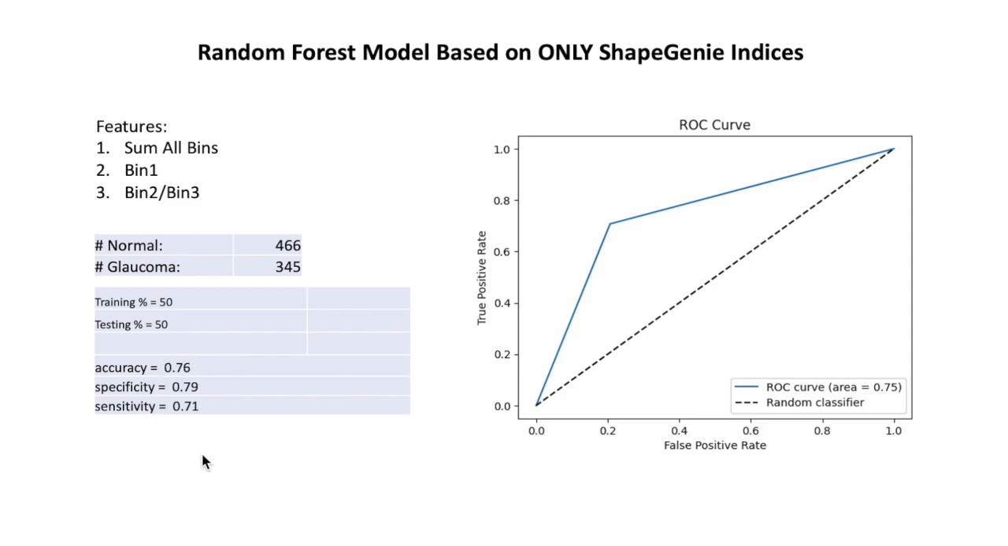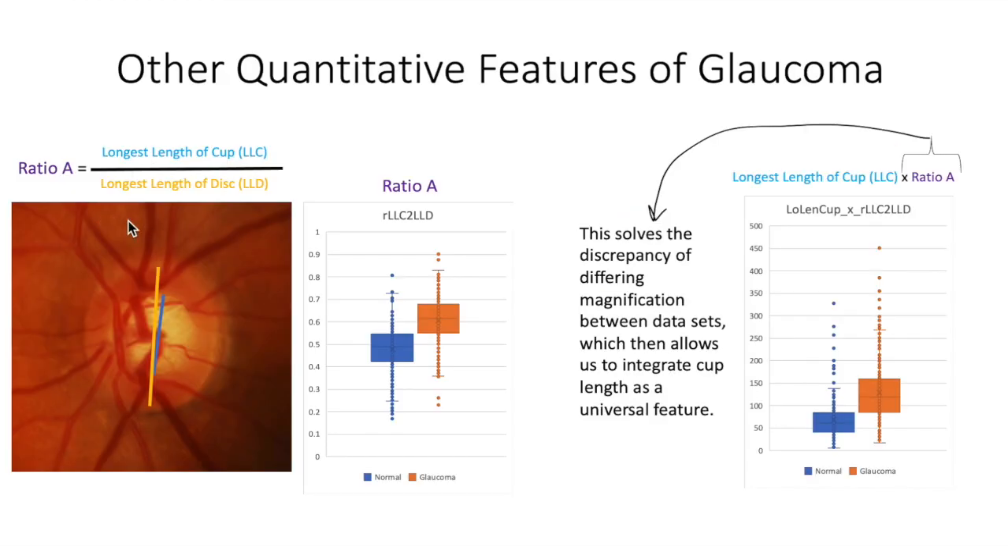As a way of improving the model, we realized that there are things that we can quickly and easily measure to enhance the classification of glaucoma. One is the traditional approach of the ratio of the cup to the disc. While traditionally people have measured the vertical height of the cup and the vertical height of the disc, we measured the longest internal length of the cup and the longest internal length of the disc and created a ratio of cup to disc. And this ratio separates normal versus glaucoma quite nicely.